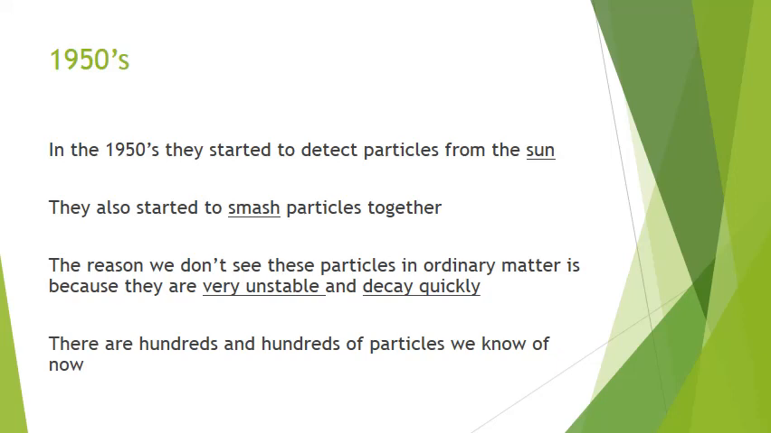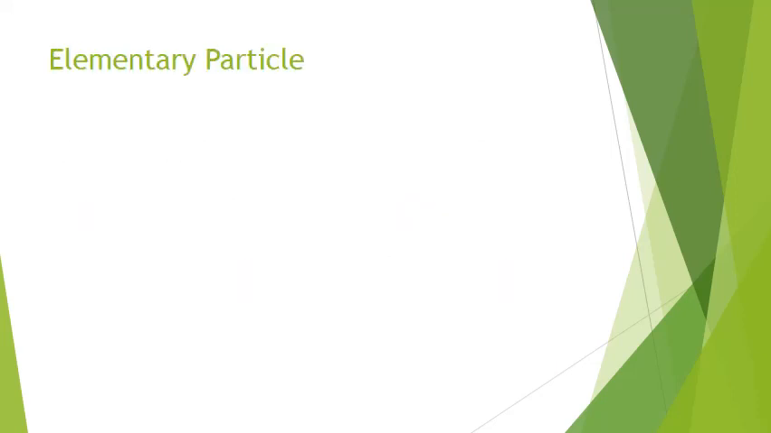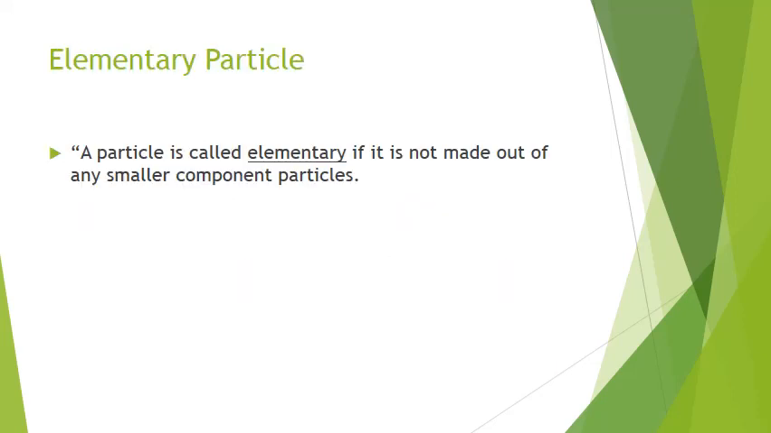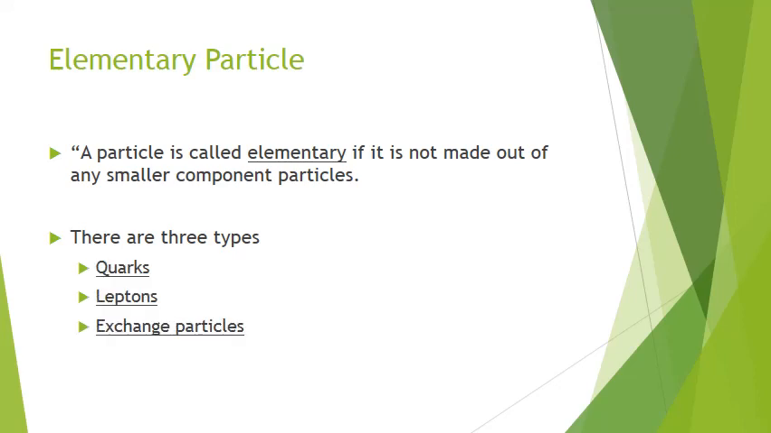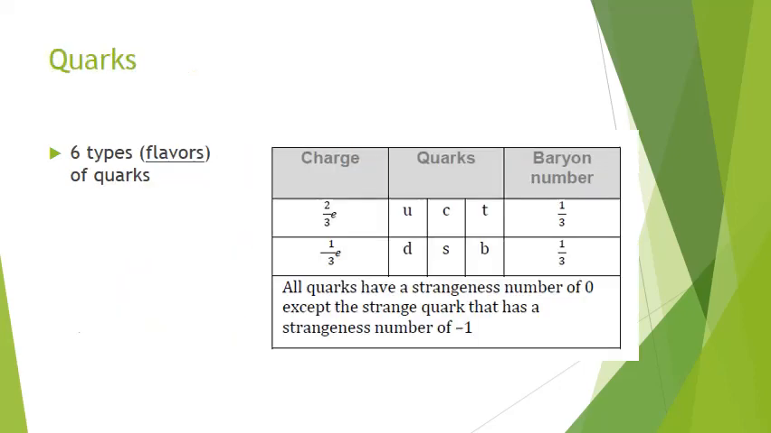Now we know of hundreds and hundreds of particles, and they've categorized them. We're going to take a look at some of the basic ones here, which fall under the standard model. So an elementary particle is elementary because it's not made of any smaller parts. And so we have three types. We have quarks, we have leptons, and then we also have exchange particles. And these are the categories that we'll look at.